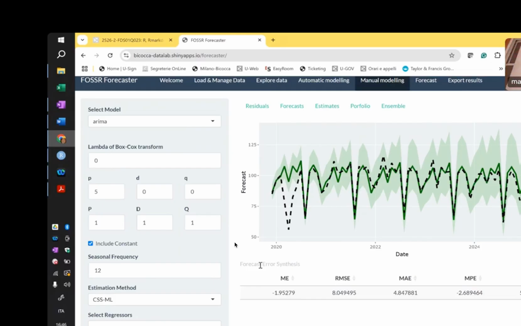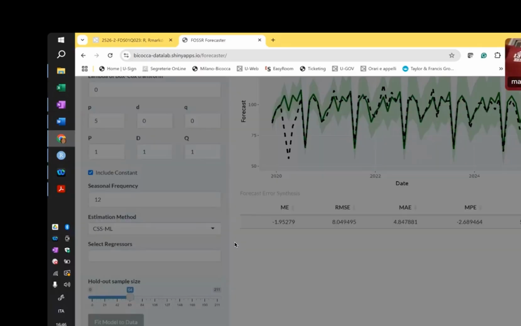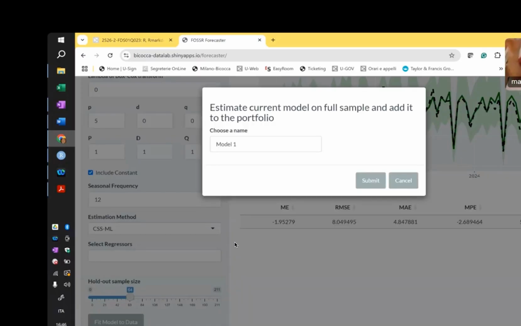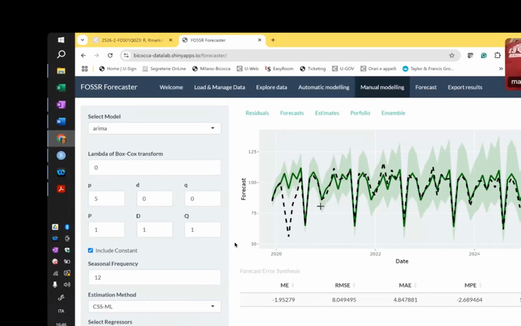Okay, for example, this is one candidate model, and I said, okay, then we can add that model to some kind of, I call this a model portfolio. So we can build this. Let's call it ARIMA 1. This is our first ARIMA. And now it's stored. We can go on and see other models, but this is stored.